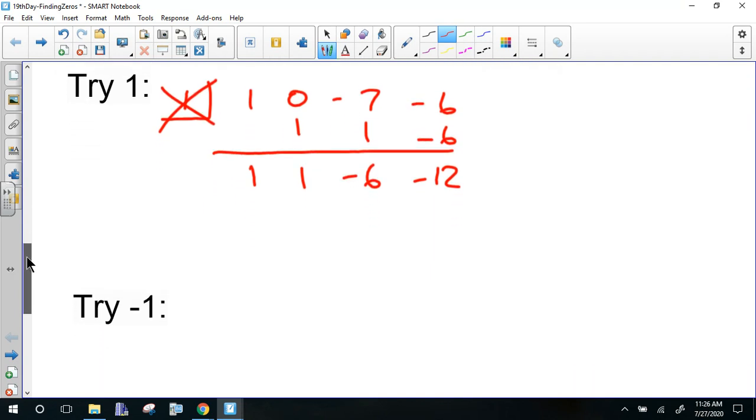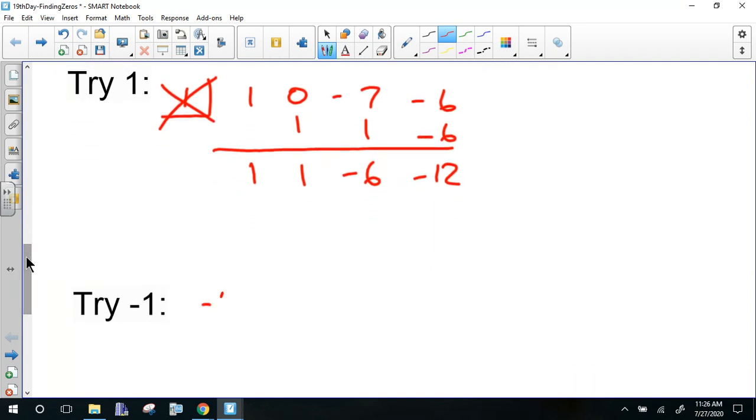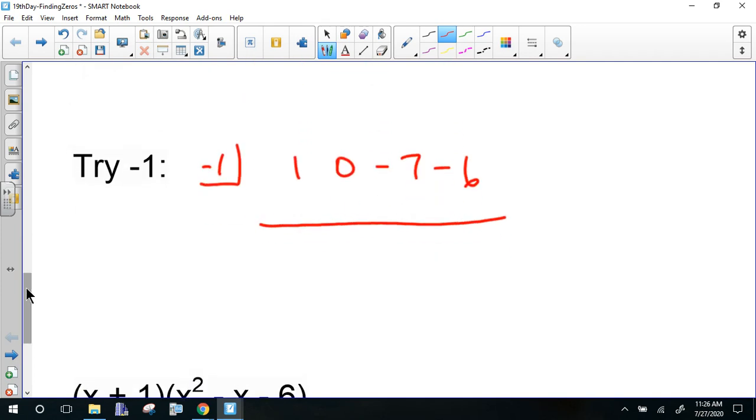So now we're going to try negative 1. I've got 1, 0, negative 7, negative 6. All right, so negative 1 times 1 is negative 1. We add. Negative 1 times negative 1 is positive 1. We add. And negative 1 times negative 6 is positive 6. We add. I get a 0.